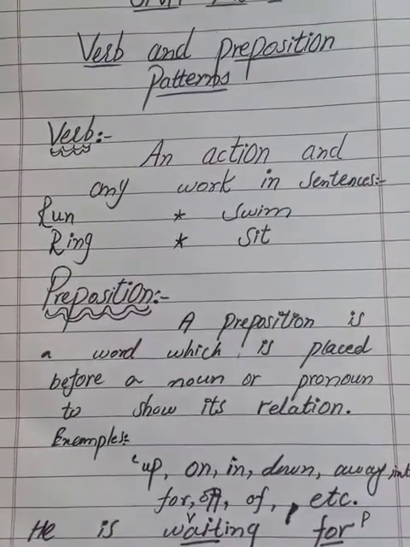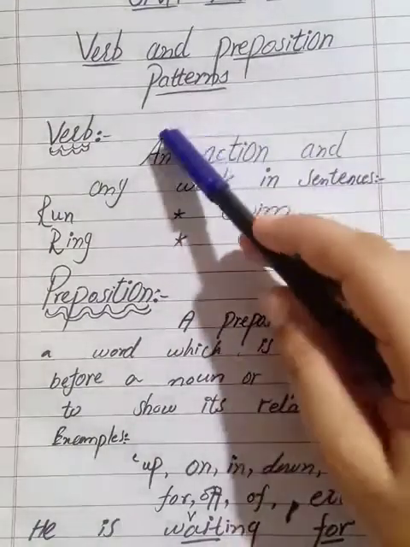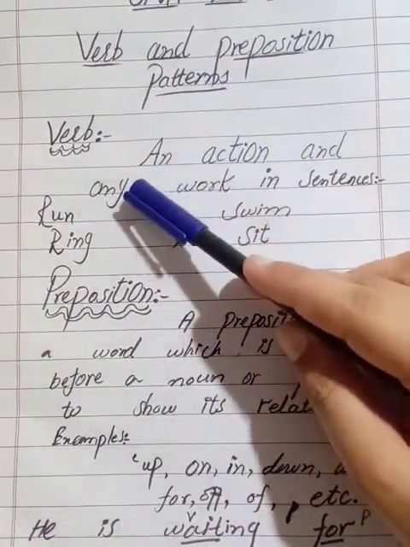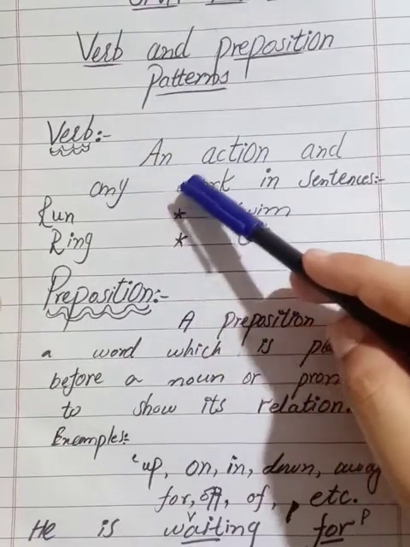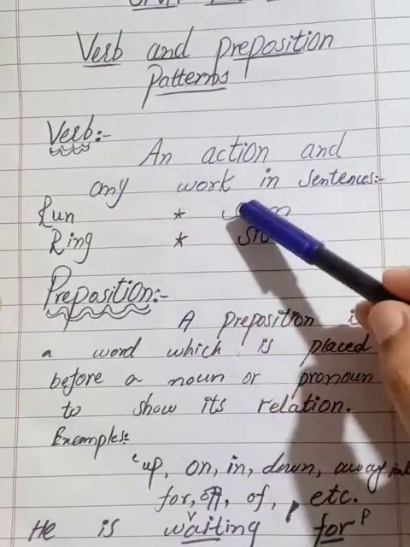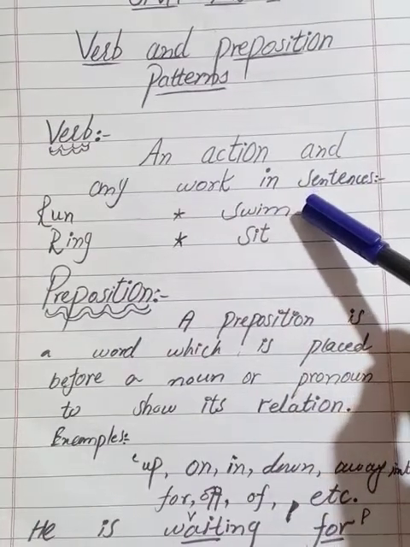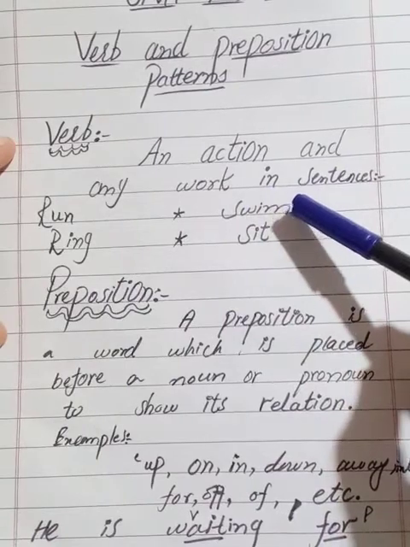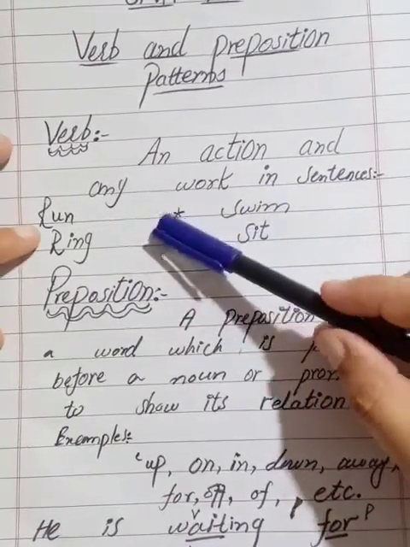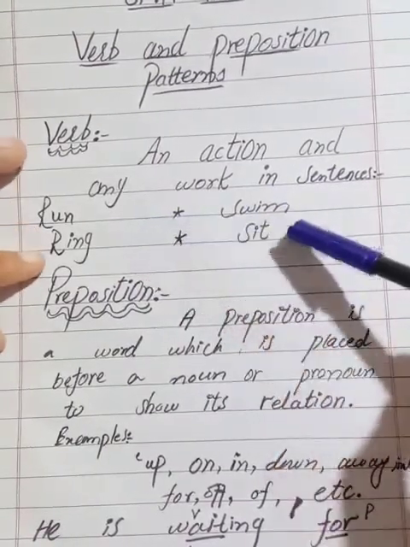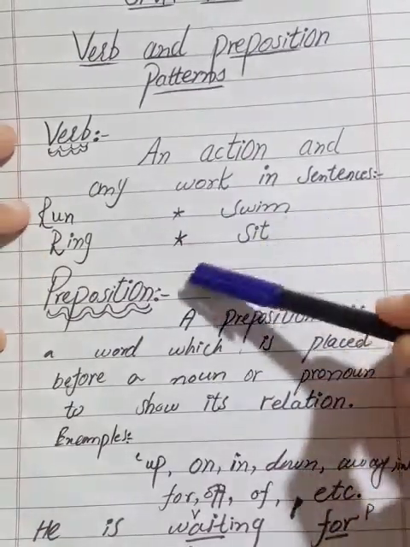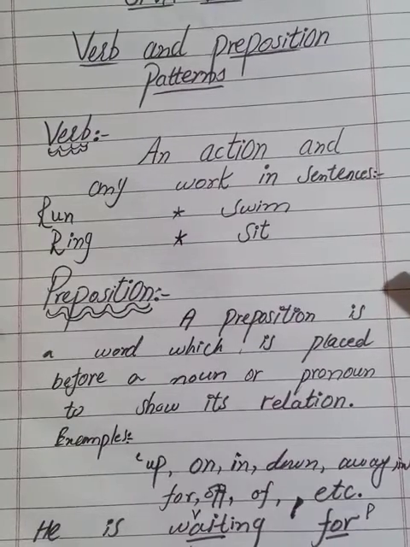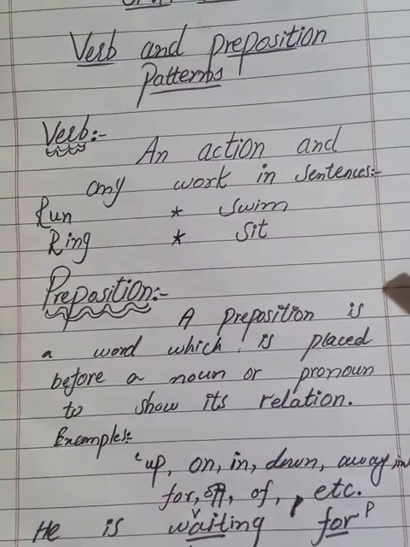Here students, you can see I have written verb and preposition patterns. First is verb. What is a verb? As you know, a verb is an action in sentences. Examples: run, ring, swim and sit. These are verbs. Everybody knows about verbs because we use them in our daily communication.